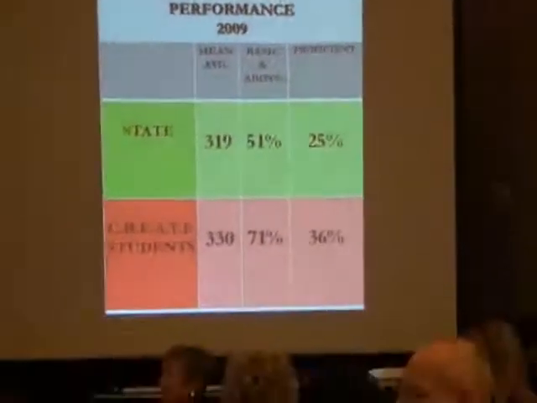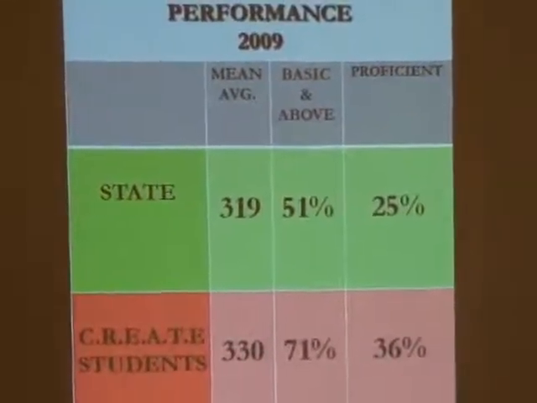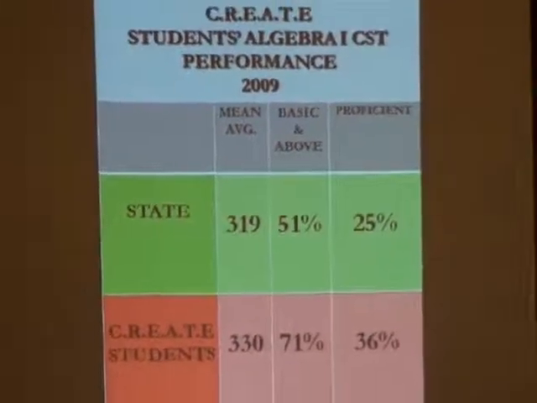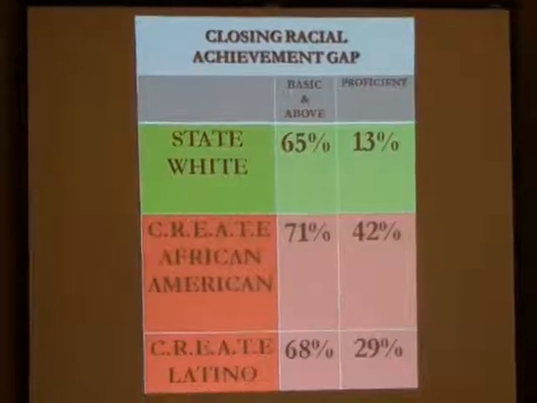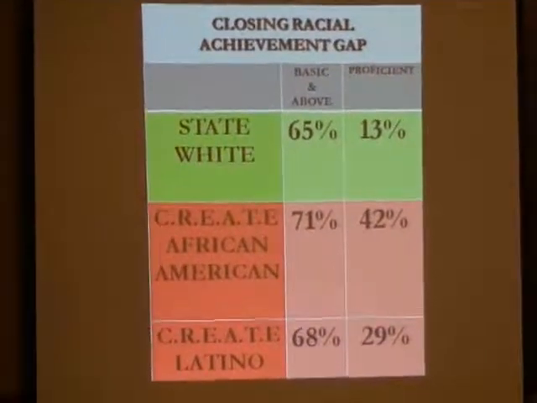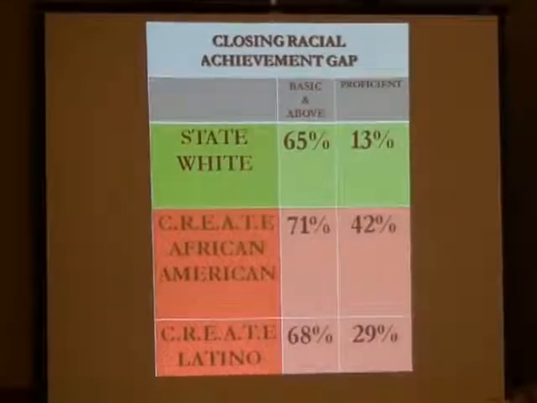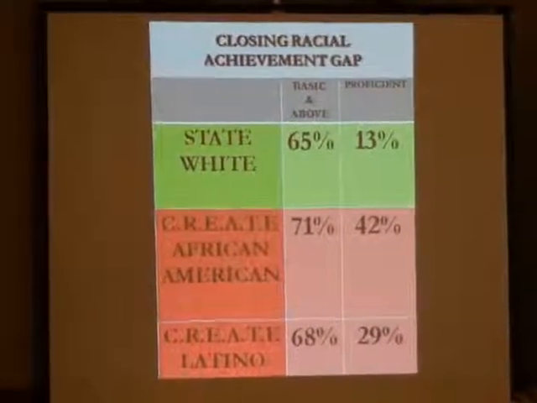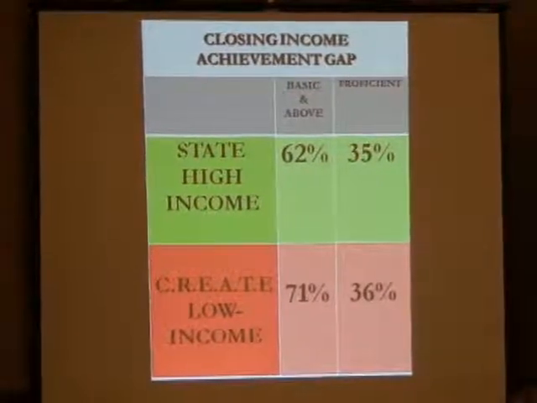And on the California State exam, as you can see, the CREATE students on the bottom, the red, outperformed the state average on the California State exam. Their mean average is higher. Furthermore, you'll see that we closed the racial achievement gap. Right? We closed the racial achievement gap. You can see that the African American and Latino students who were taught under the CREATE model outperformed their white peers in the state.